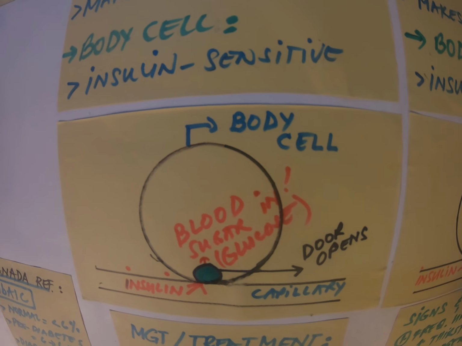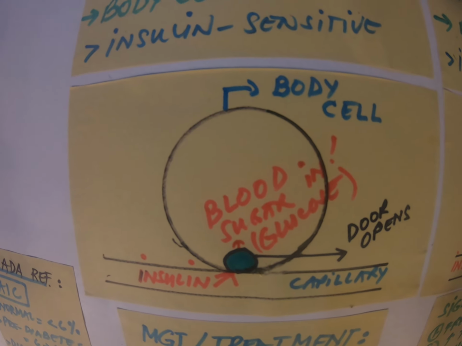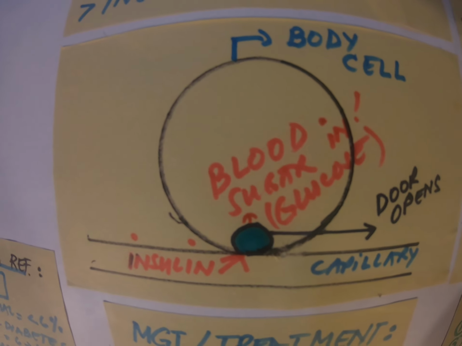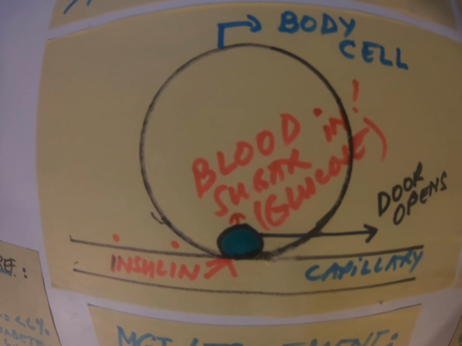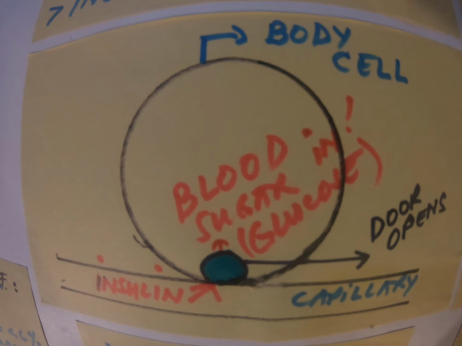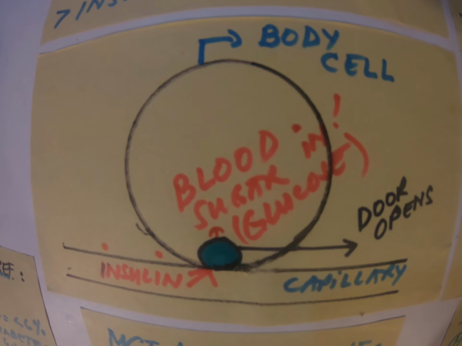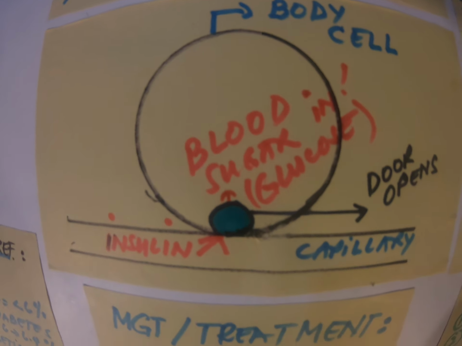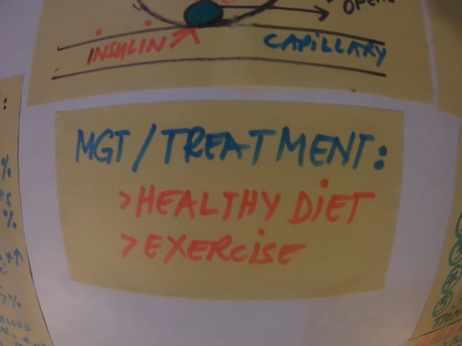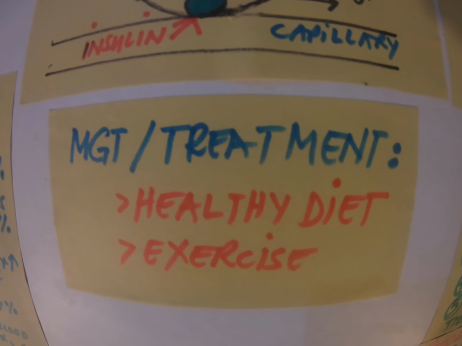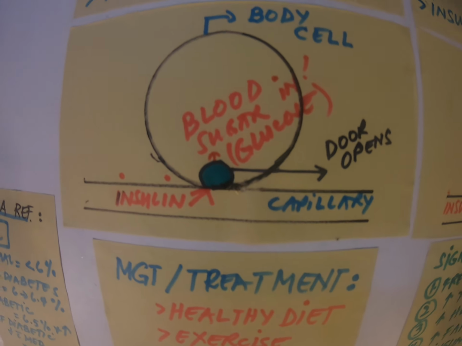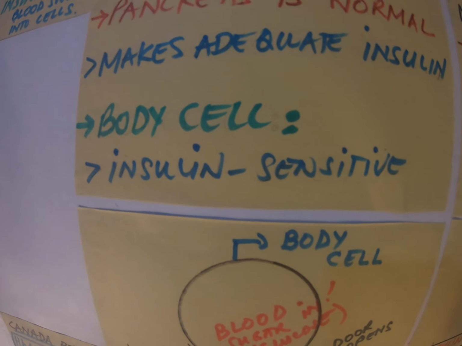If you look down here, this is the capillary, and that is the cell. The meeting point of the cell wall and the capillary, I'll show you there. So the insulin with the blood sugar arrive. The insulin tries to unlock the door, and the body cell agrees. It opens the door, and the blood sugar is able to get in. So that's good. And how do we manage this kind of patient or client? We encourage them to continue a healthy diet and exercise because it makes their body cells more sensitive to insulin.